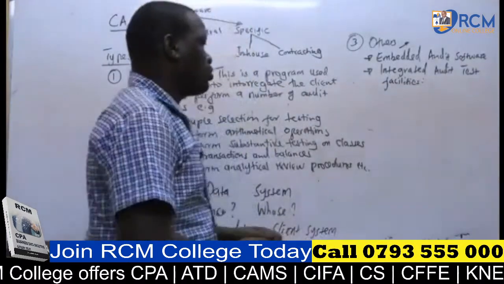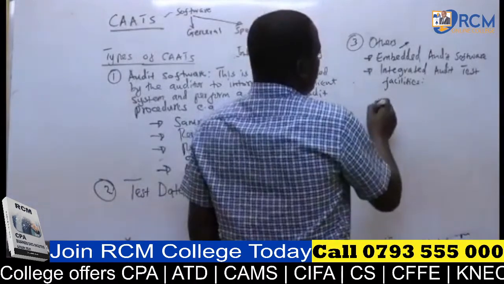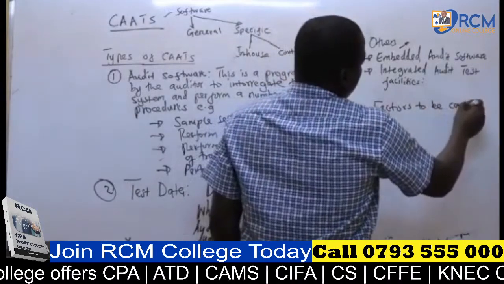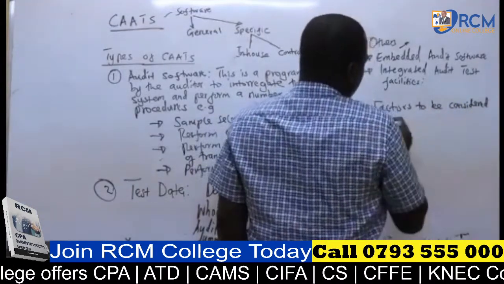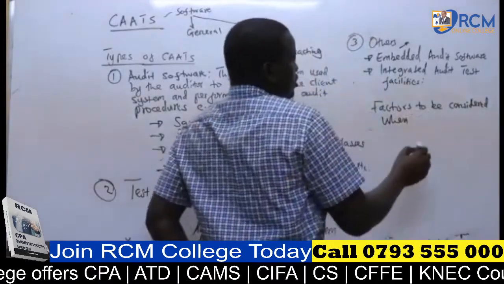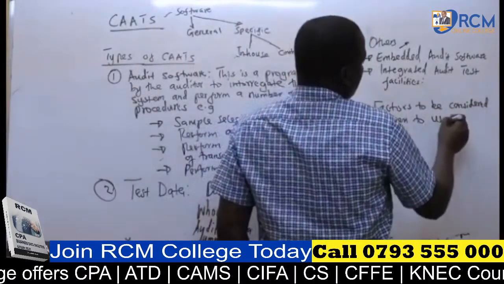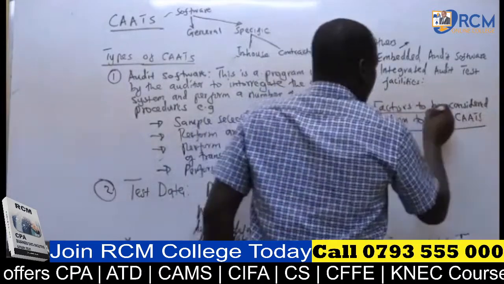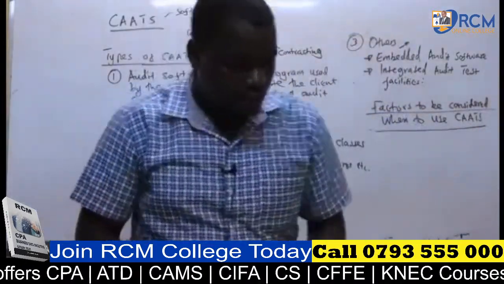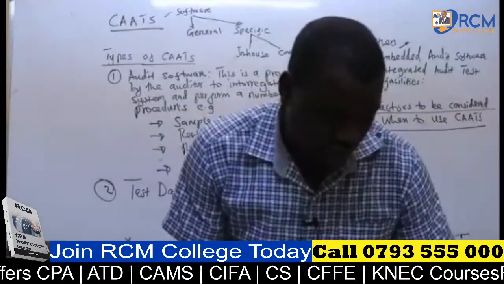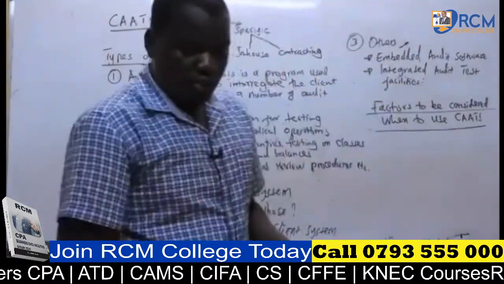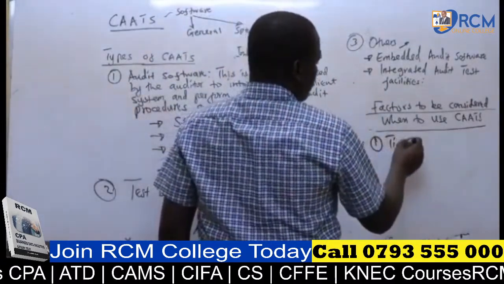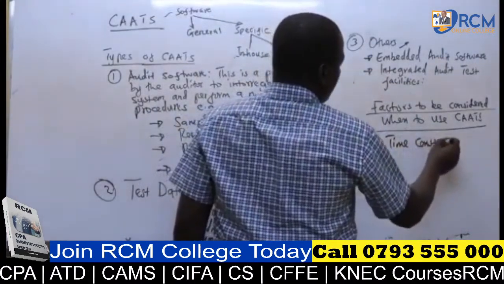We will move on to the factors to be considered when auditors want to use CAATs. Which are some of the factors auditors need to take into account? One is time constraints. Do they have time to fully use the CAATs?